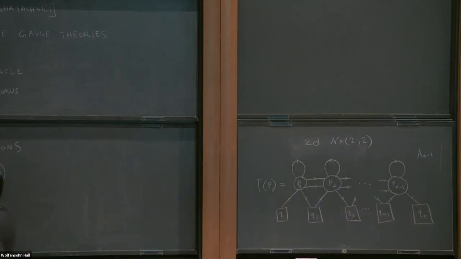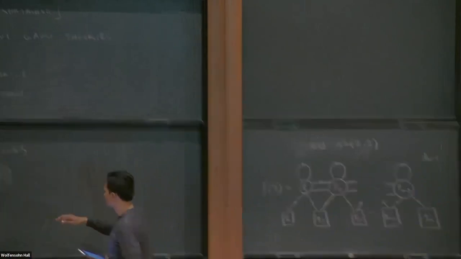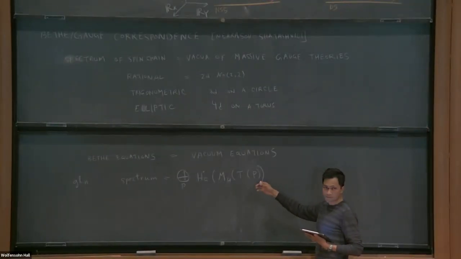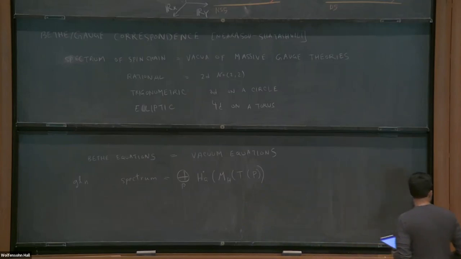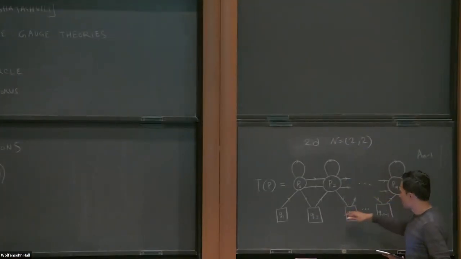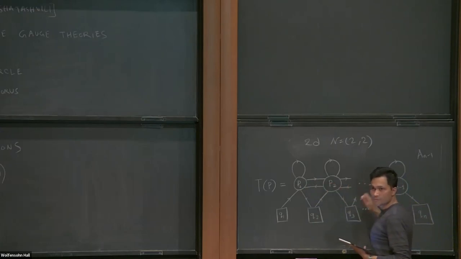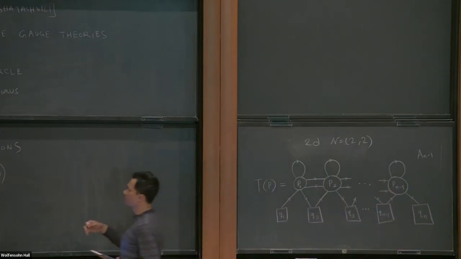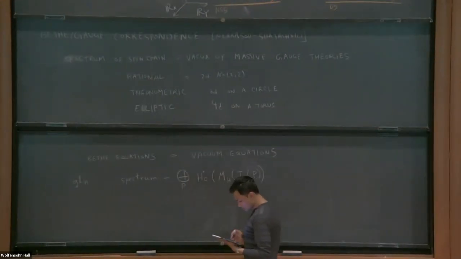So by the sum, I mean that to find the full spectrum of the spin chain, it's not enough to look at the vacua of a particular gauge theory. Rather, we have to take a union of gauge theories where the shape of the quiver remains fixed and the flavor symmetry remains fixed, but I vary the ranks of all the gauge groups. And when I take a direct sum over the vacua of all these gauge theories, I recover the full spectrum of the spin chain.